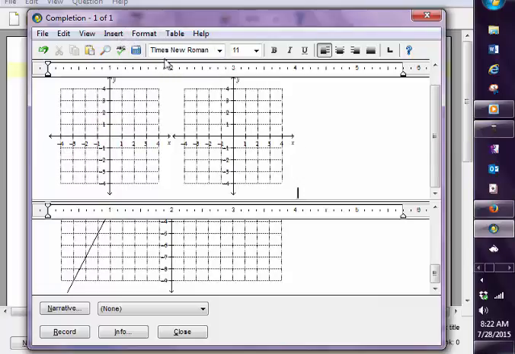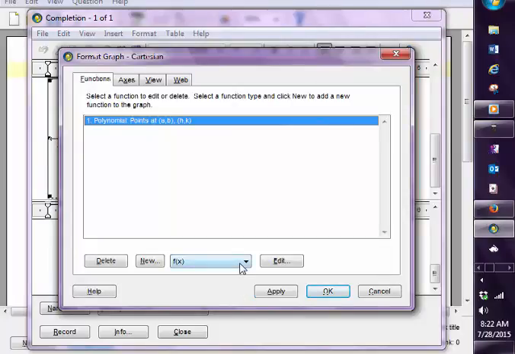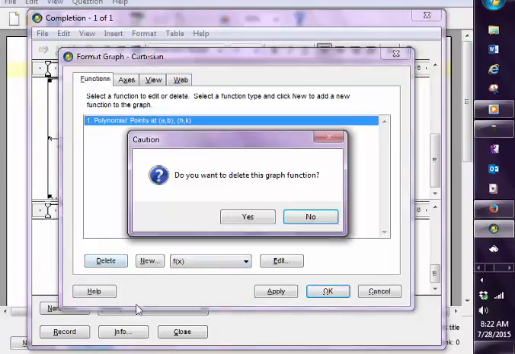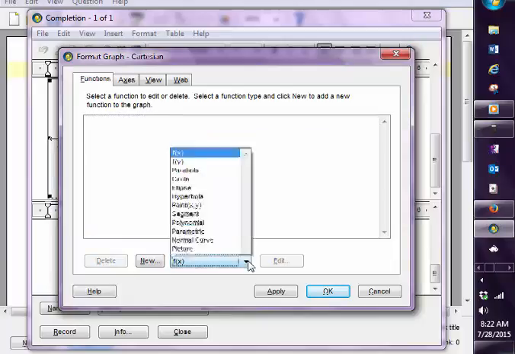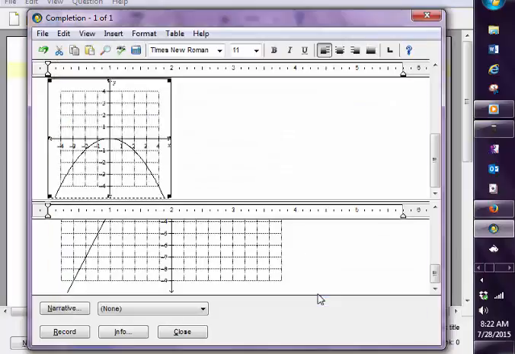I can also make a graph that has, instead of a polynomial function, a parabola. And so now the relation is equal, so I'm going to use the letters that I made before because those were the variables that I want. And when I graph it, if you notice, each time I click the graph, it changes.